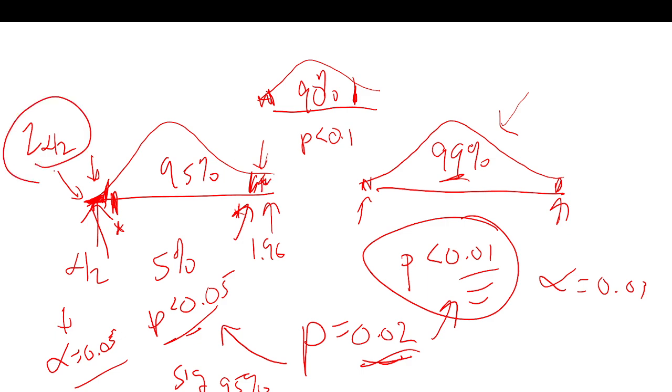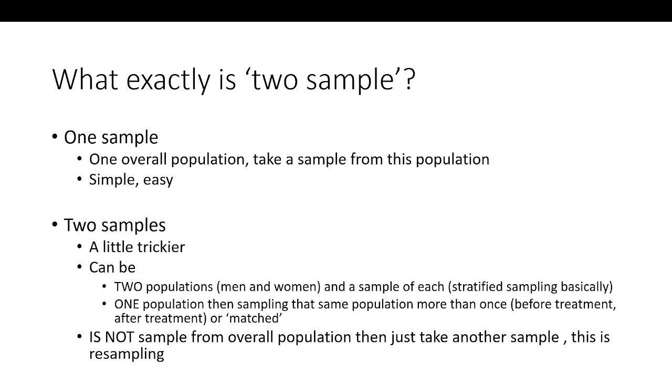Alpha over 2 would be 2.5% here and here. That's what that means. I've been in stats for a long time and I don't entirely understand the need for the alpha in addition to everything else, but yeah. Anyway, so that's the one sample test, and that for now is done.